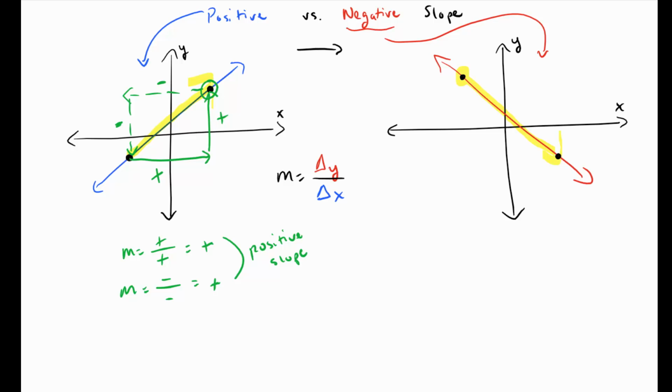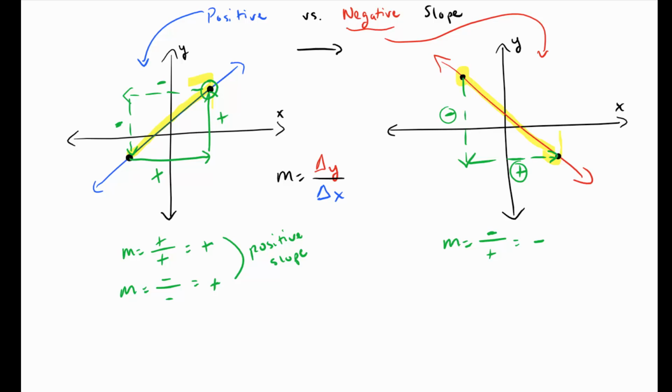Well, let's look at our other example. So in the second example, okay, if I travel down first, well, that's going to give me a negative change in y. And then to the right, that's going to give me a positive change in x. Well, then my slope is going to be a negative over a positive, which we of course know is negative.